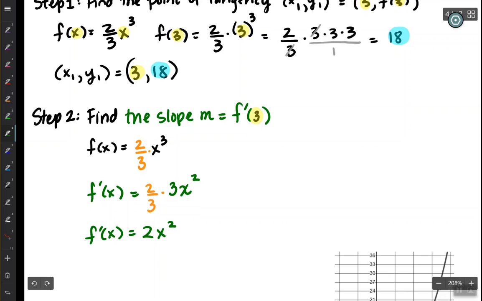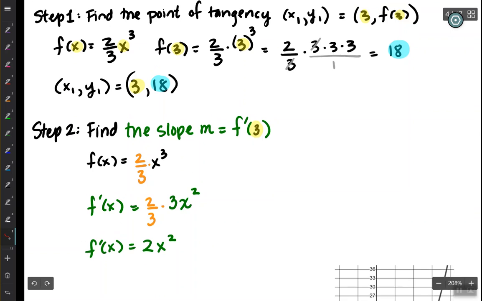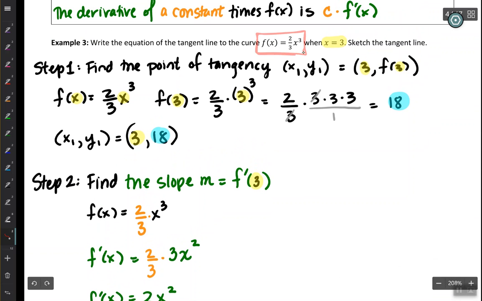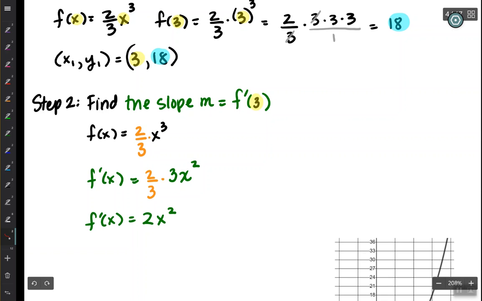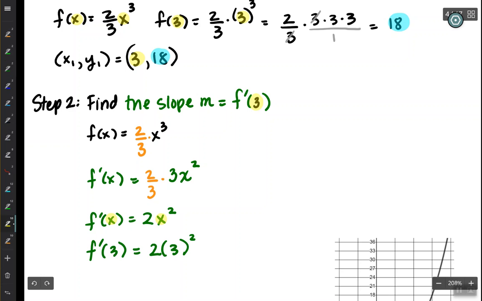2x squared. This function, given any x in the domain, will spit out the slope of the tangent line to this function. I want the slope when x is 3, so I'm going to go ahead and plug in 3. So your slope is 3 squared, which is 9, times 2. Your slope is also 18.